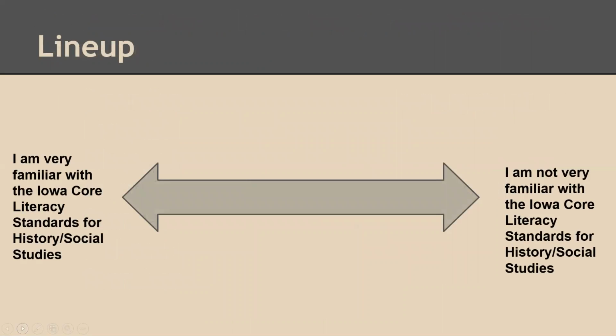If you are doing this individually or in a large group setting, one of the things that we first want you to do is think about how familiar you already are with the Iowa Core Literacy Standards for History and Social Studies. Either think to yourself or think on a piece of paper, or if you're in a large group setting, do the line up activity that we have here, where you physically form a line within the room in order to see where people fall on the continuum of their knowledge.